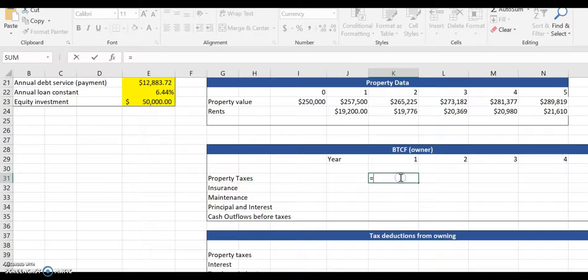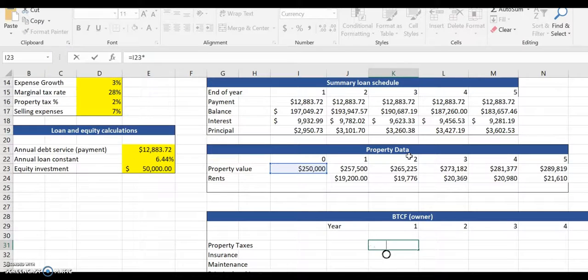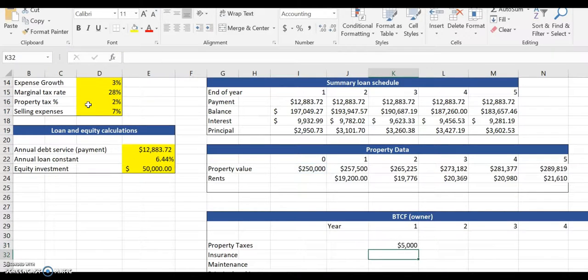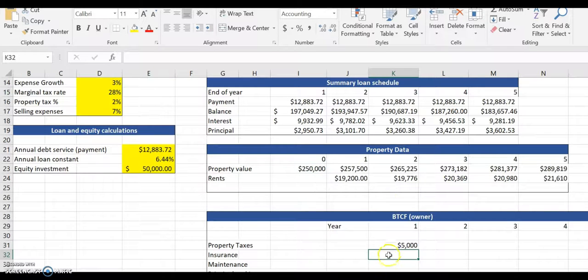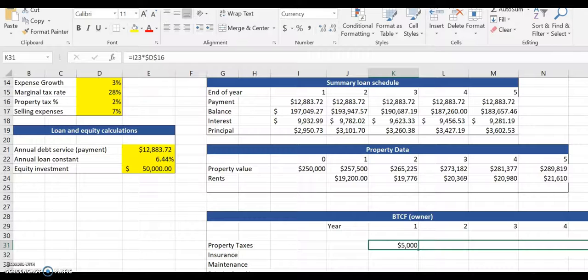Property taxes, that will be equal to our purchase price. Oops, sorry about that. It was our purchase price times our tax, which is 2%, equals, and then we will lock down our percentage. And we will move that across the duration of 5 years.